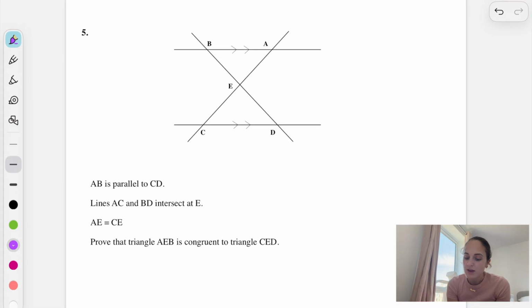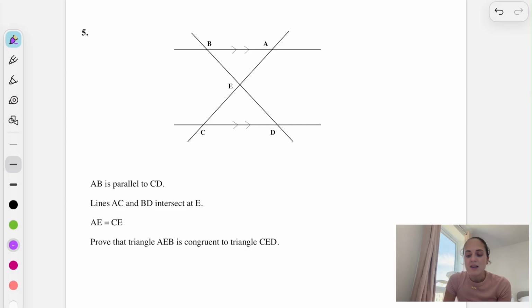This next question here, we have AB is parallel to CD, AC and BD intersect at E, AE is equal to CE. We need to prove that triangle AEB is congruent to CED. So again, we're going to use the reasons SSS, SAS, ASA or RHS.